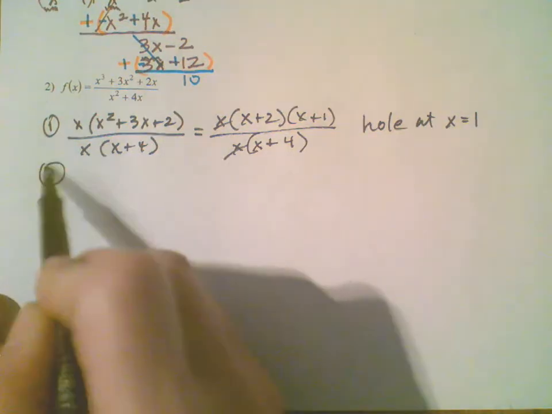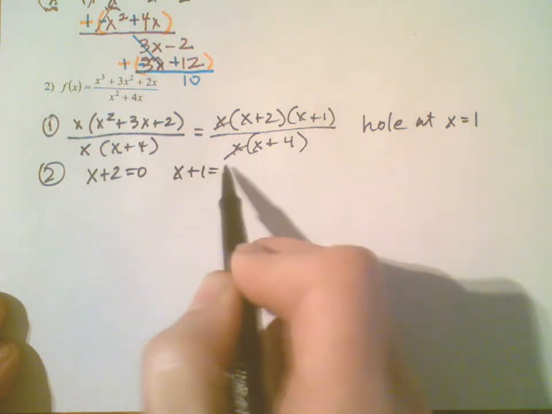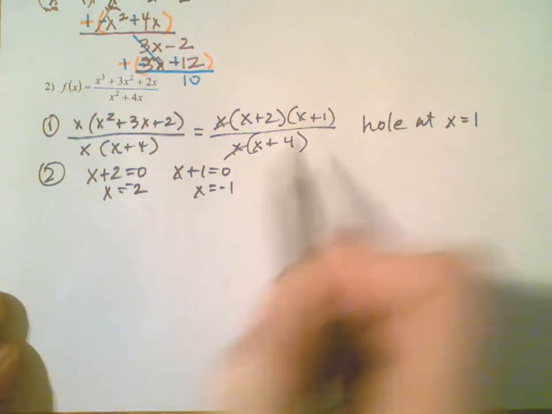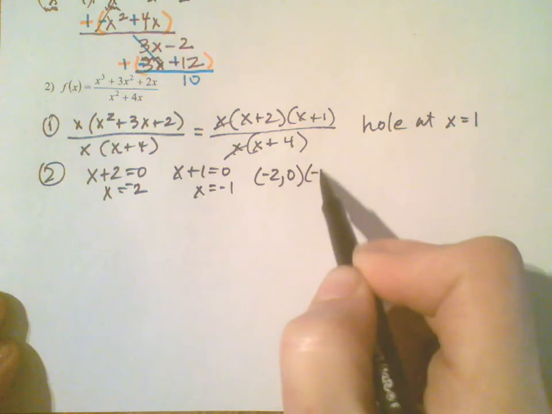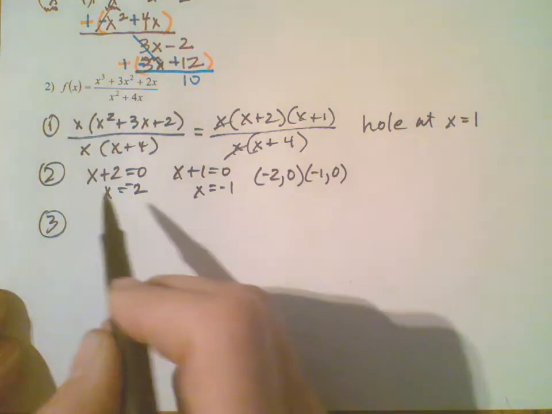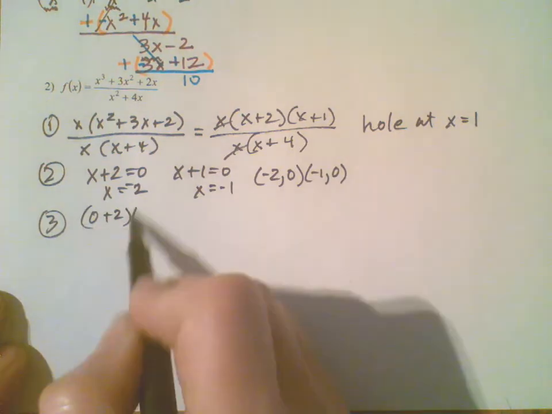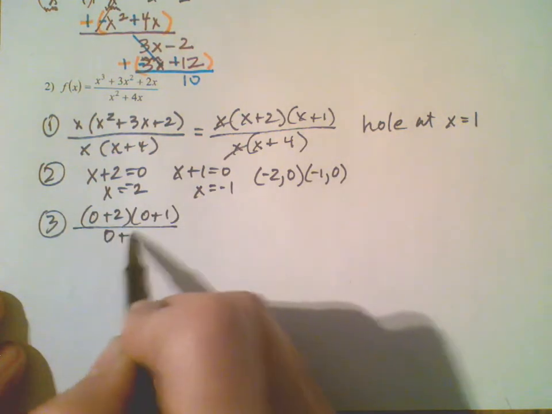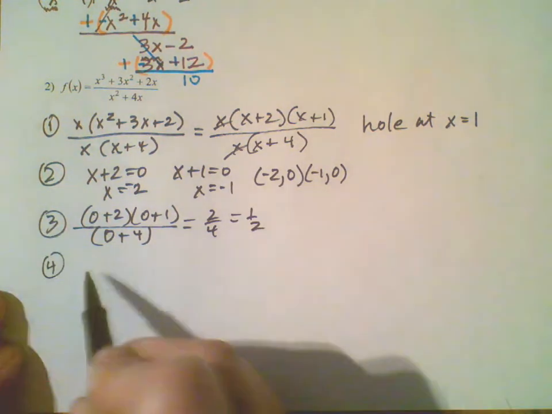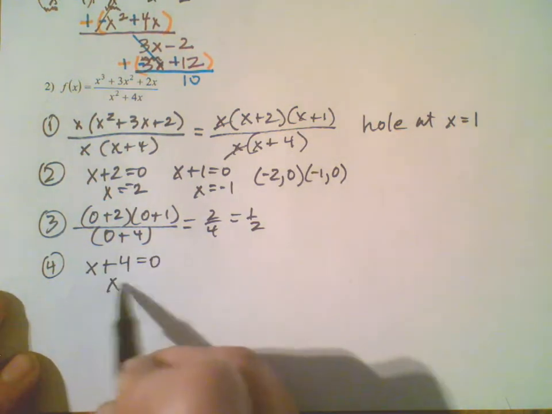Move on to my next. Set the numerator, x plus 2 equals 0, x plus 1 equals 0. That gives me negative 2 and negative 1. So those are points (negative 2, 0) and (negative 1, 0). Third move is to figure out my y-intercept by replacing all of my x's with 0. So I get (0 plus 2)(0 plus 1) over (0 plus 4). I get 2 over 4, or 1/2. Fourth, my vertical asymptote. I'm going to set the denominator equal to 0, x equals negative 4.